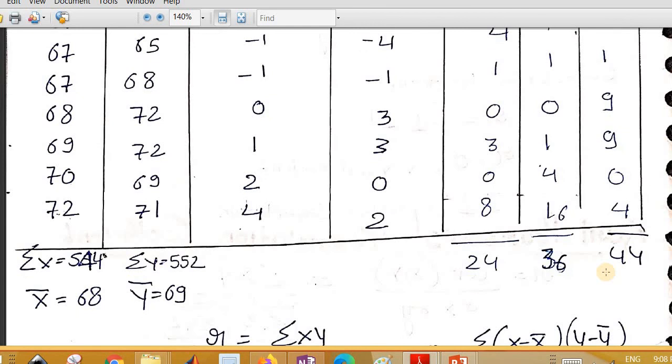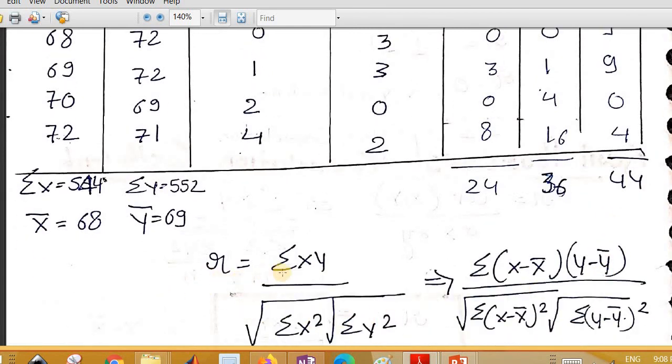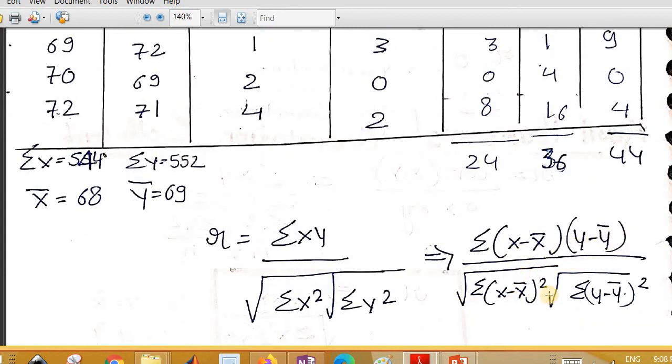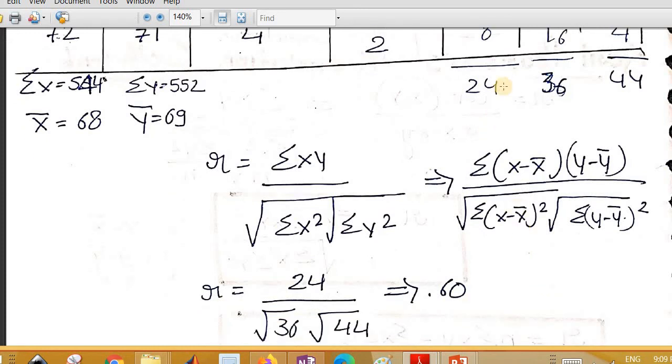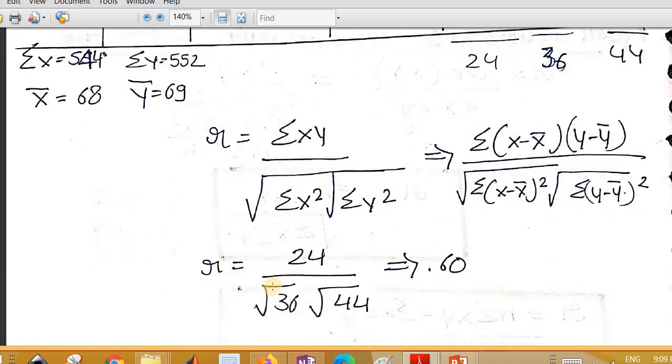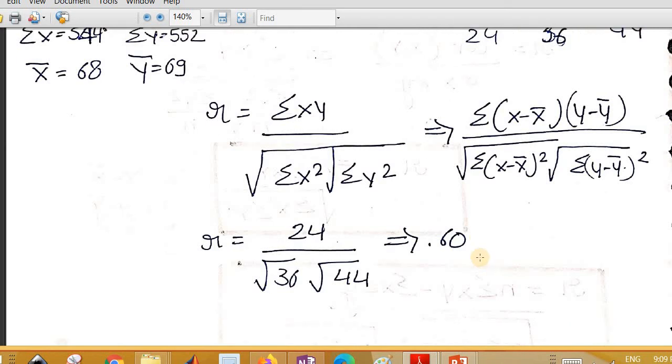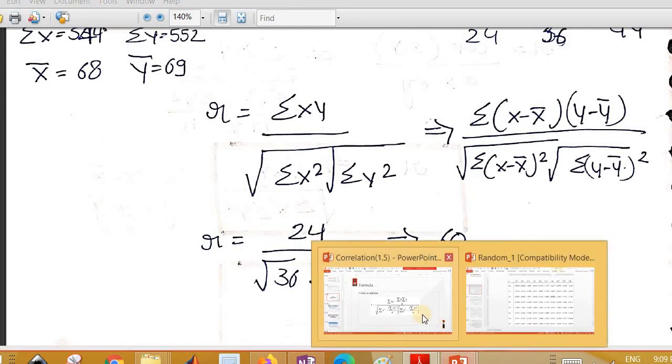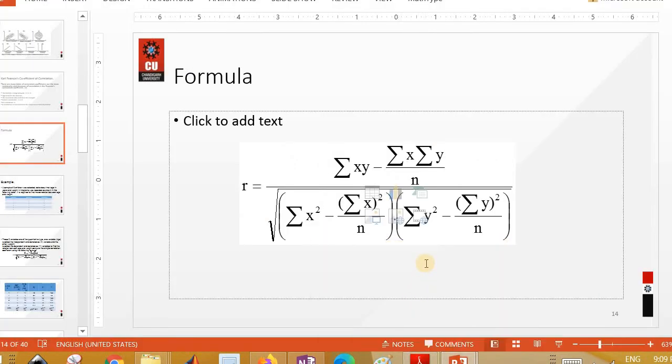Now put all these terms in our formula, that is r equals summation XY upon the root of summation X square summation Y square. What is capital X? That is x minus x bar, and Y is y minus y bar. After putting all the terms with the help of this table, we got the final value of r, that is 0.6. So 0.6 is the strength of your correlation. So it is correlated, we say that it is strongly correlated. Okay, so this is one example. Take one more example which is also given in your slide.